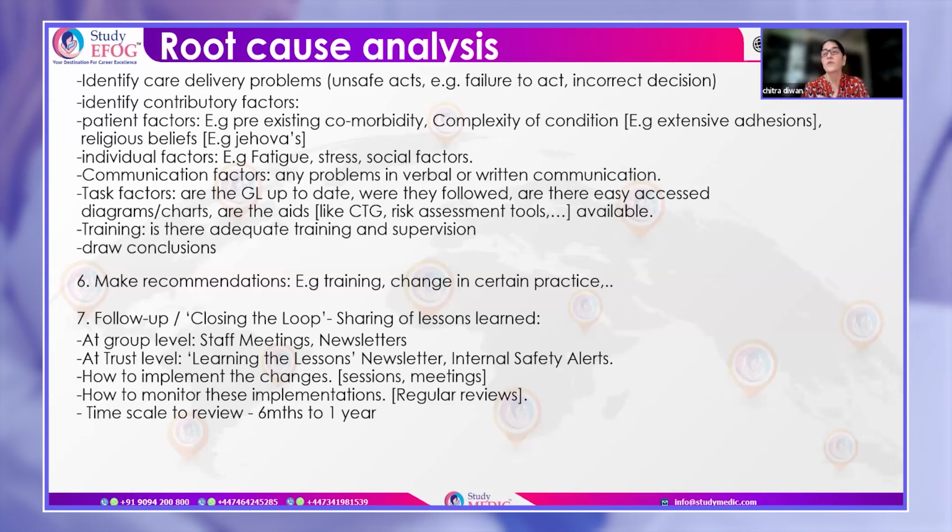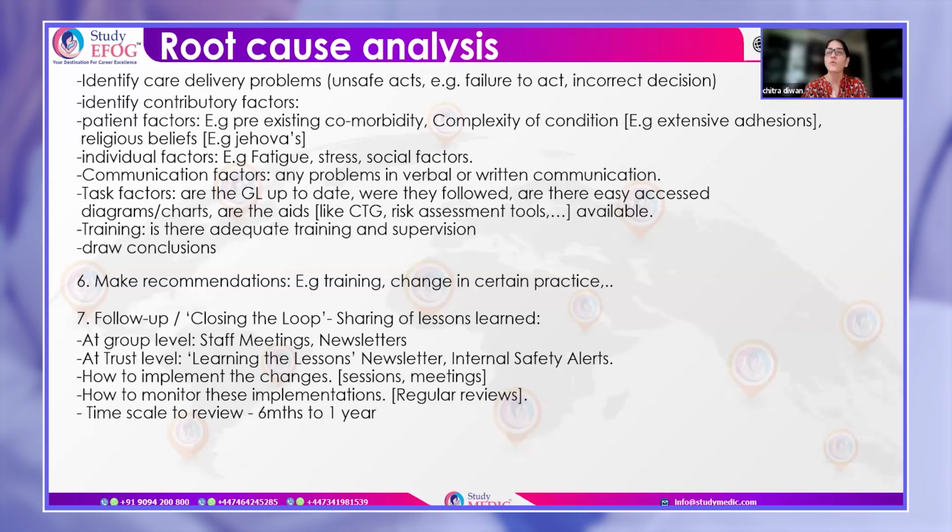Then task factors, like whether all the guidelines in the hospital are up to date. Are these guidelines being followed? Are the guidelines easily accessible to the doctors? Like there are good diagrams, there are good charts. Then risk management tools or risk assessment tools, are these easily available? And lastly, the training of the doctors. Is there adequate training? And are the doctors or the nurses working under supervision?